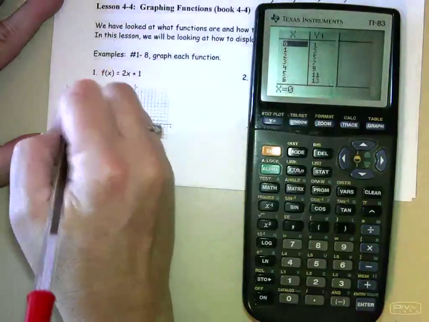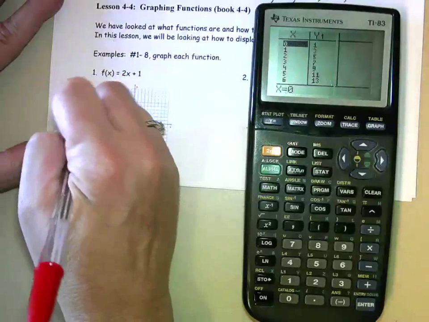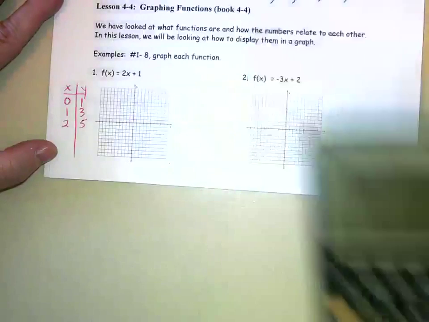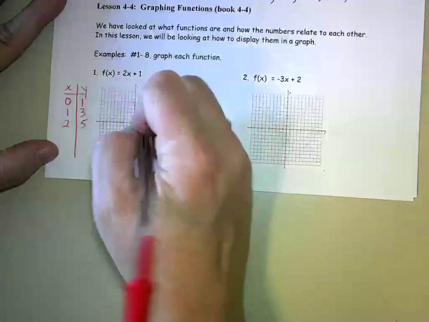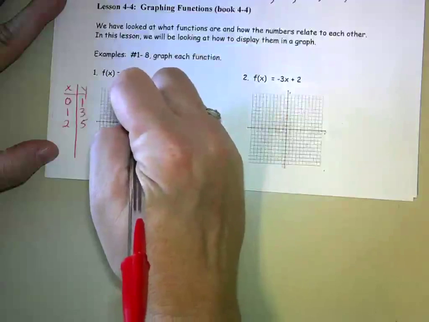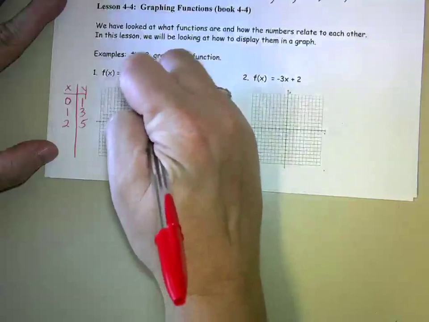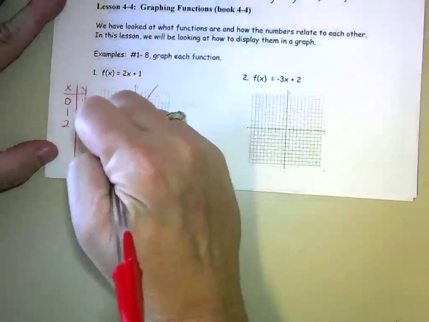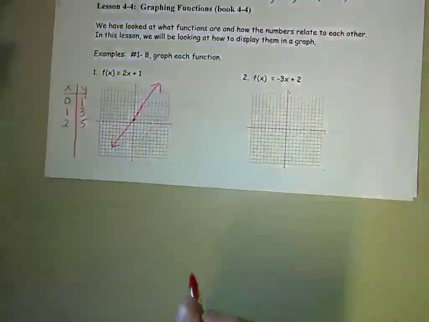So we have 0, 1, 1, 3, 2, 5. And I'm going to graph those three numbers, 0, 1, 1, 3, 2, 5, and that's enough to show you what the line looks like.